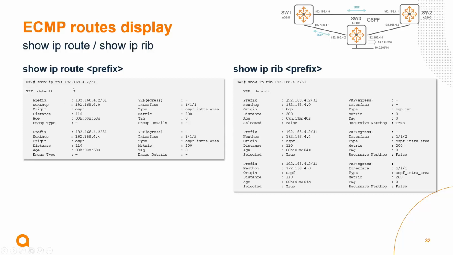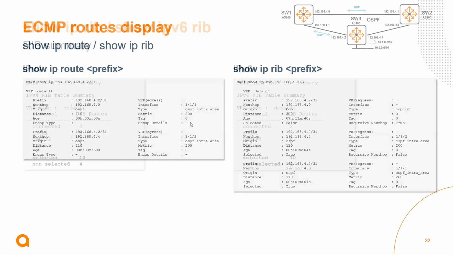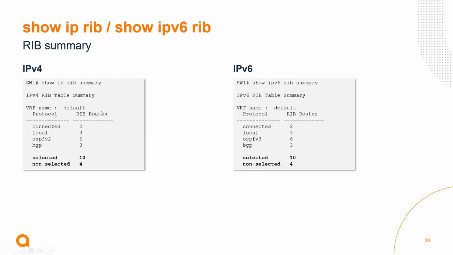Nicely displayed here, right? And for RIB, you have three options, but actually only 2 are valid because you have selected true for the 2 ECMP routes corresponding to OSPF. And you can see for internal BGP, you have a recursive next hop true here. And finally, you have the RIB summary, where you have the total list of routes. So with that, let's jump to a quick demo.